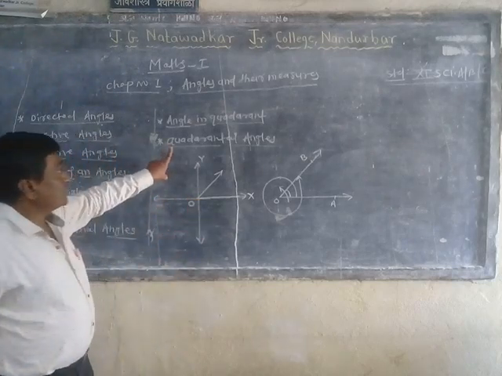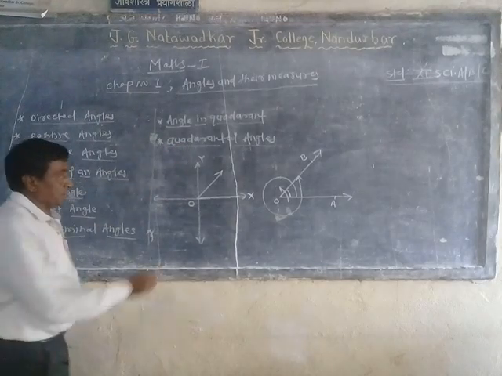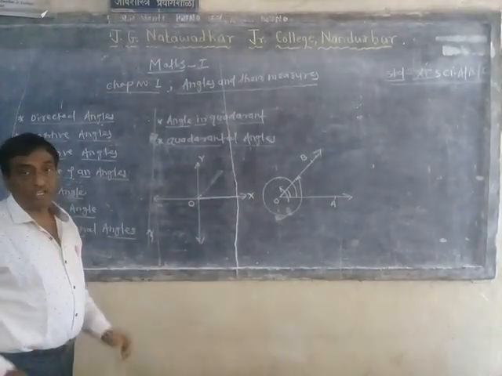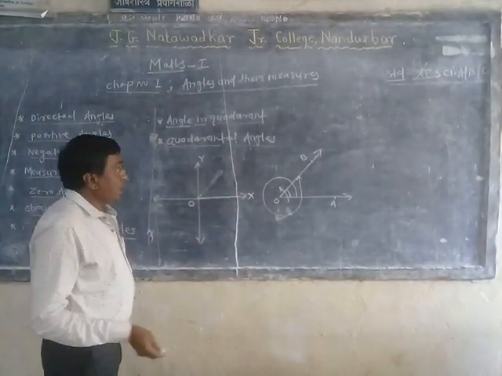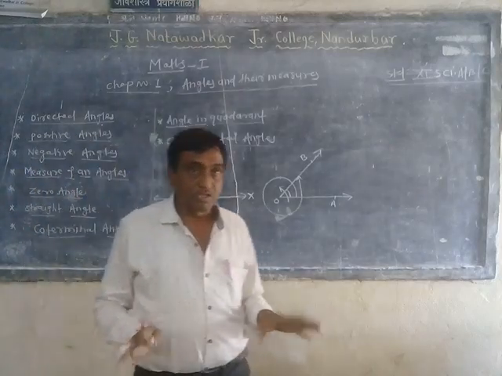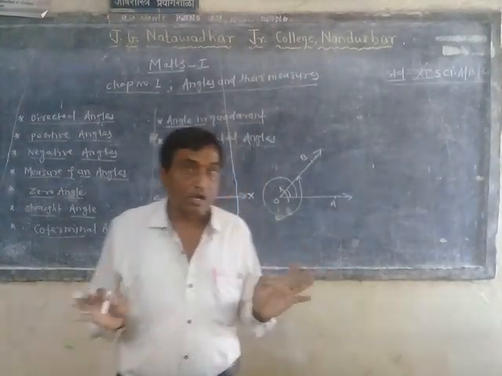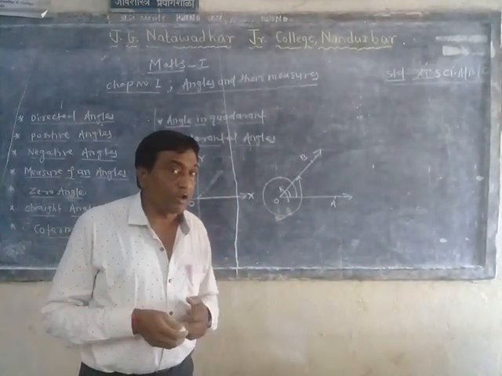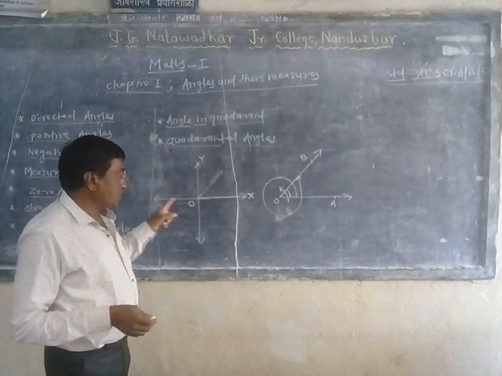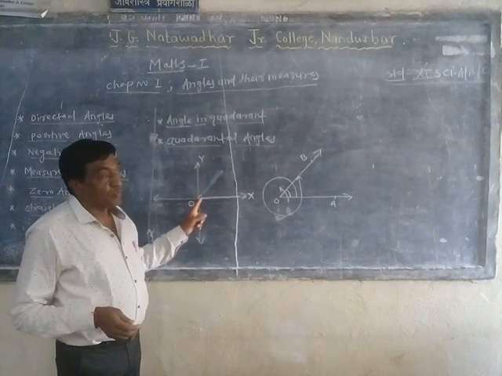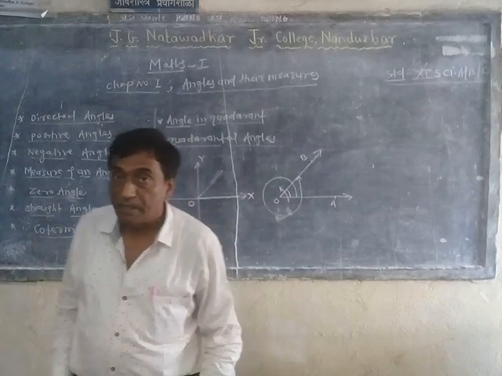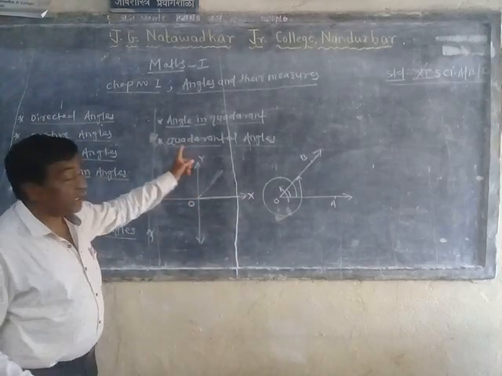Okay. Now after this, the quadrantal angle. It is very simple: those directed angles whose vertex is at the origin, initial arm is along the positive x-axis, and terminal arm lies along an axis are known as quadrantal angles. Along the axis means it may be along the positive y-axis, negative x-axis, negative y-axis or positive x-axis, anywhere. Such types of angles are known as quadrantal angles.